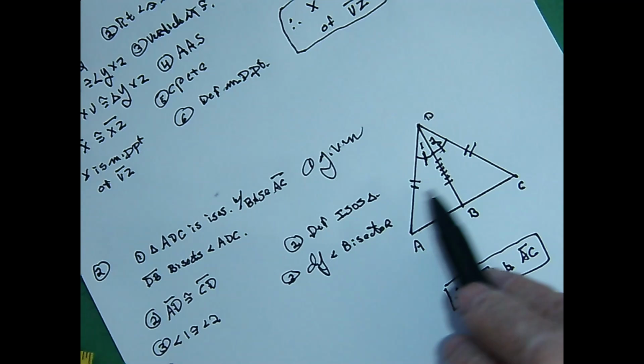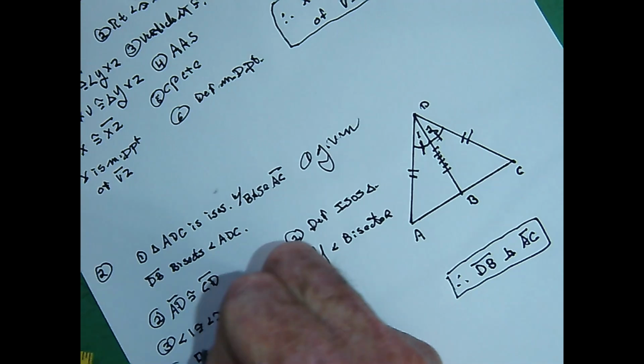How are we going to get these triangles to be congruent? Do I need another segment or something? Yeah, I do, don't I? DB is congruent to itself. Cheap and easy, be aware of the reflexive property. DB is congruent to itself by virtue of the reflexive property of congruence.